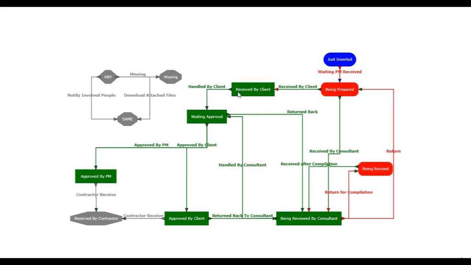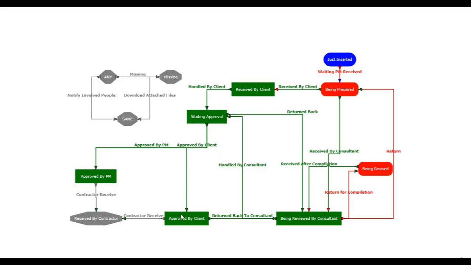From received by client, it has only one way to go, which is waiting approval. From waiting approval, it can go either to approved by PM, or to approved by client, or it goes back to being reviewed by consultant. If it goes to approved by PM, after that it can go to received by contractor.